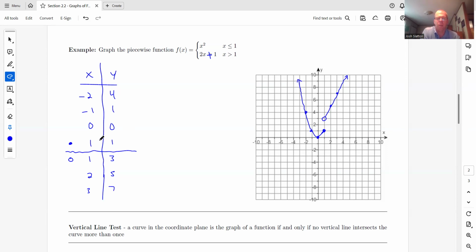So always make sure, where is it dividing? You need to put that on your table twice. And then you need to make sure you know which one is going to be the closed circle, which one is going to be the open. The closed circle is where it's equal. The open circle is where it's just greater than or just less than.